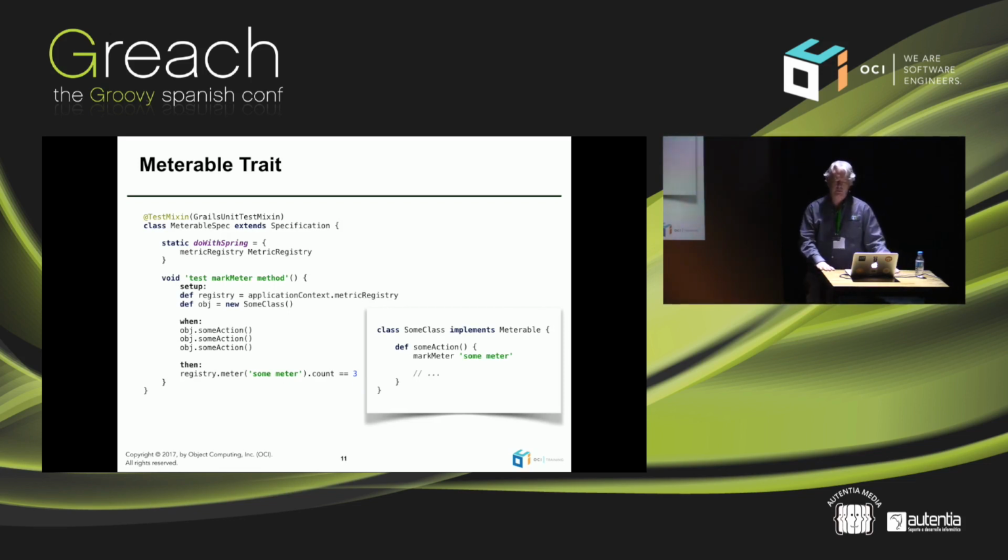So one of the things that the plugin is providing is a trait called Meterable. In the code snippet you see in the lower right there, I've got a class called SomeClass that implements the Meterable trait. Traits are a really super cool feature of the Groovy language. A trait is like a class and it's like an interface. It's like a class in that you can declare methods. The methods can have bodies. You can declare properties. Almost anything you can do in a class, you can do in a trait. So it seems a lot like a class.